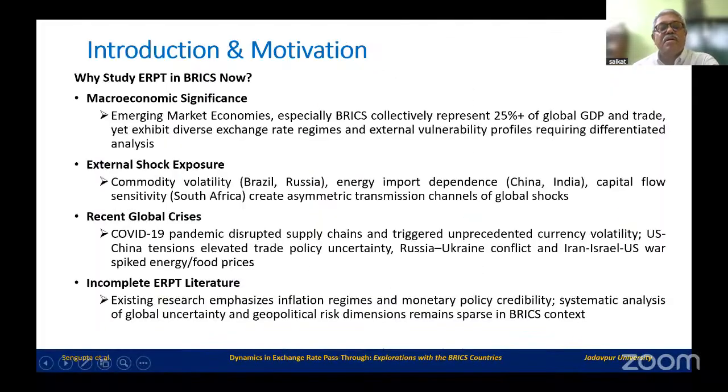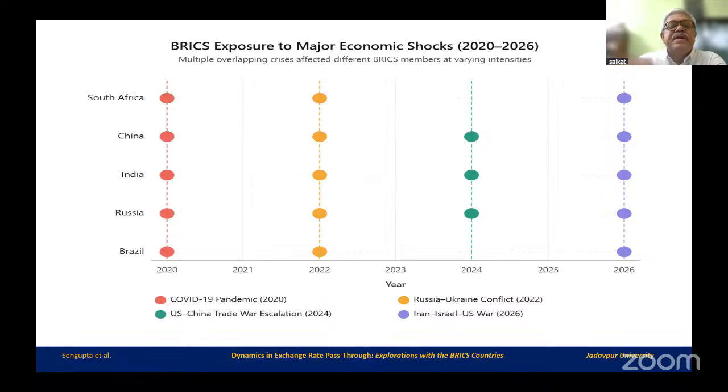Yes, next. Yeah. Now here we have given the exposure of BRICS economies to major shocks in the recent period, 2020 to 2026. In 2020, all 5 initial BRICS economies, I am not talking about the new economies which are going to be members of BRICS, the original 5, were exposed to COVID-19.